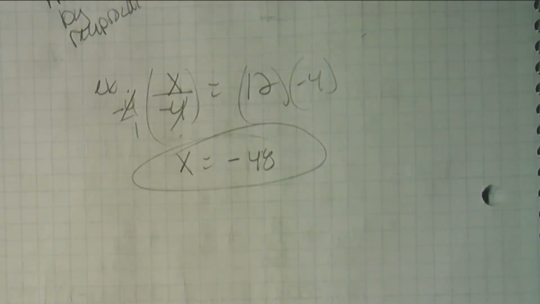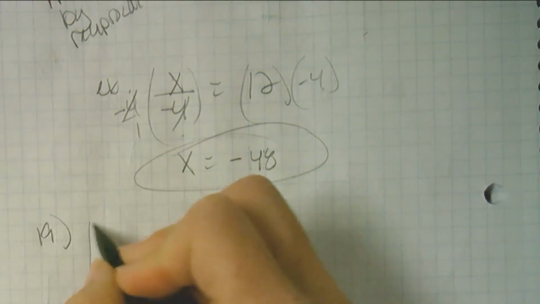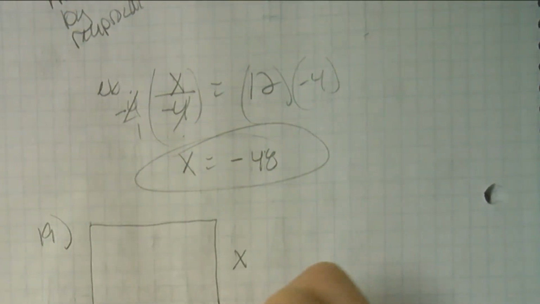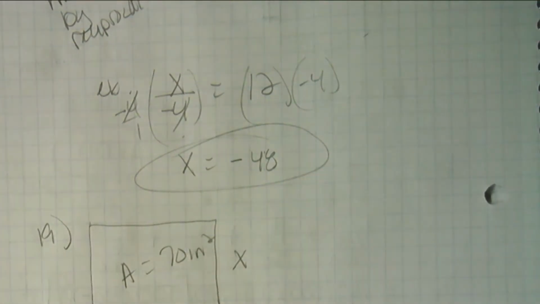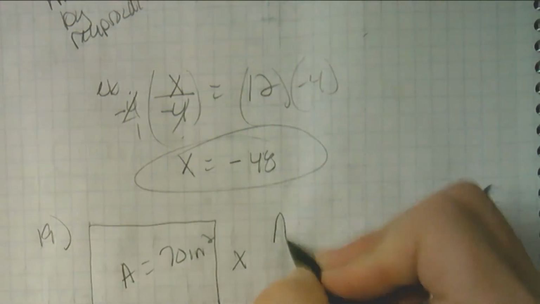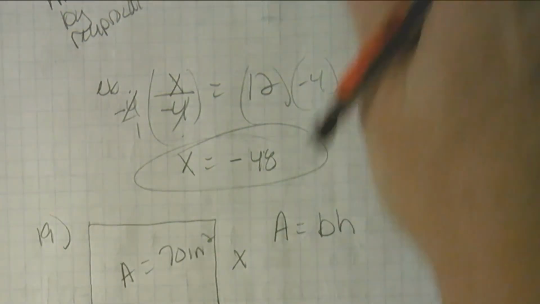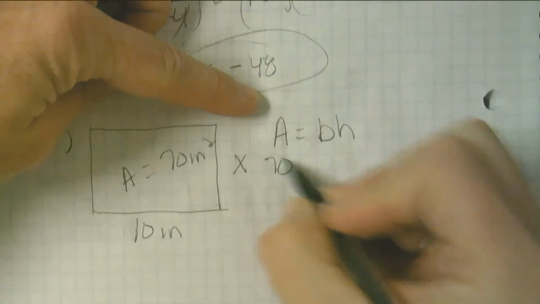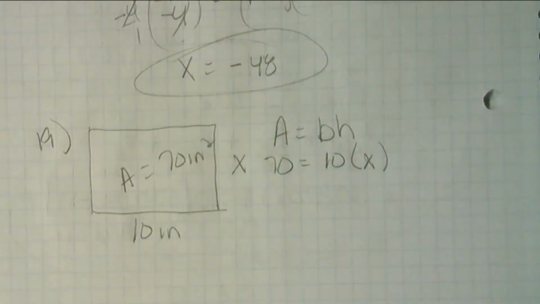All right, if I look at 19. All right, 19 gave us this rectangle. They gave us x and then 10 inches, and they told us that the area was 70 inches squared. It says the rectangle has that area, write and solve the equation to find for x. Well, we already talked about the area of a rectangle is base times height. So I'm just going to substitute in what I know. I know my area is 70. I know that my base is 10 and my height is x. And then I would just solve that from there.